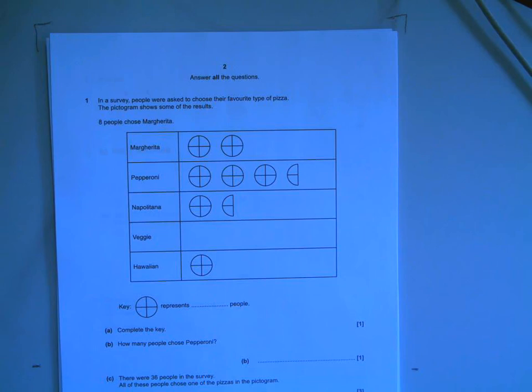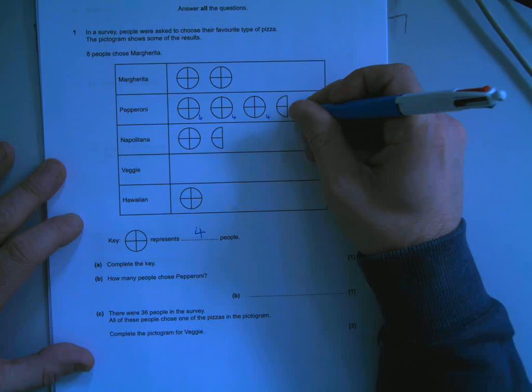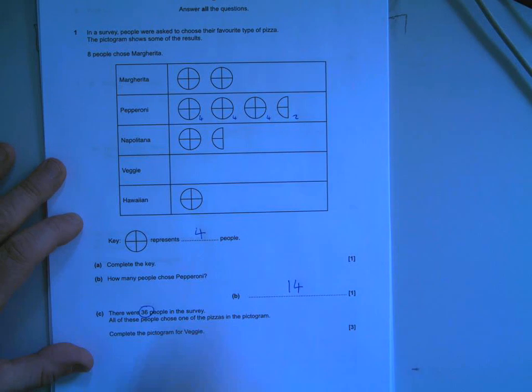How many people chose pepperoni? So, therefore, we know that's 14. And then there are 36 people in the survey. All of these people chose a pizza. Complete the pictogram for veggie.